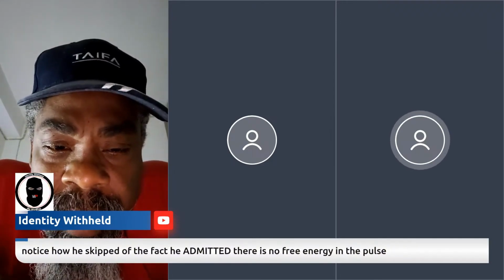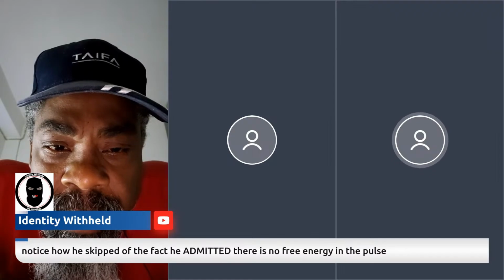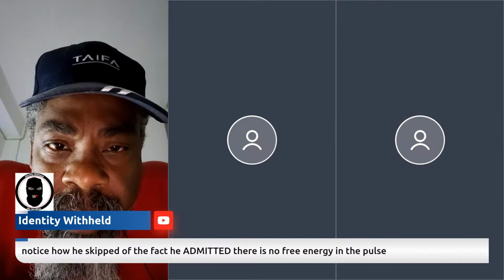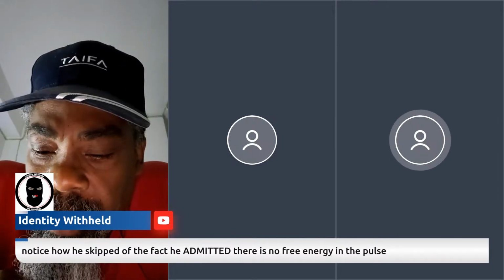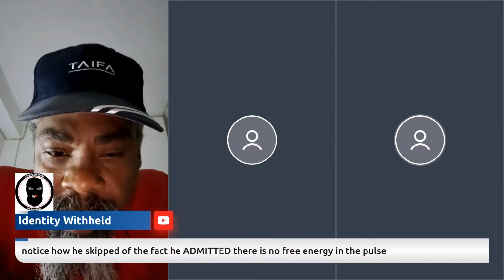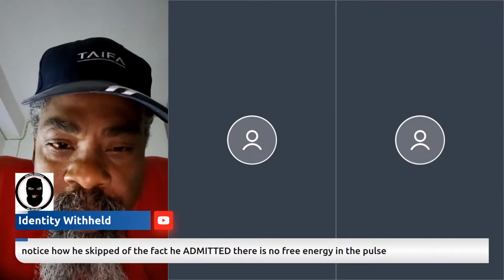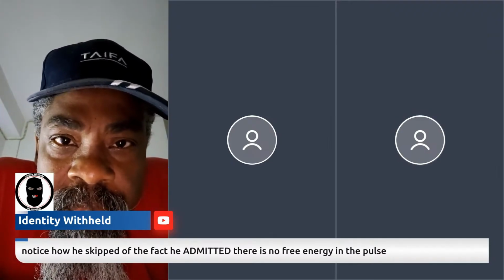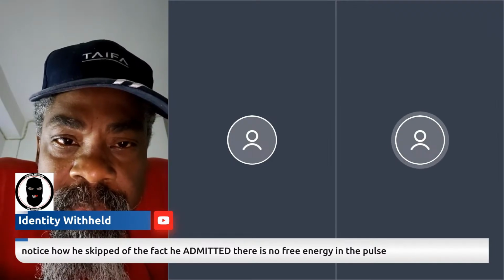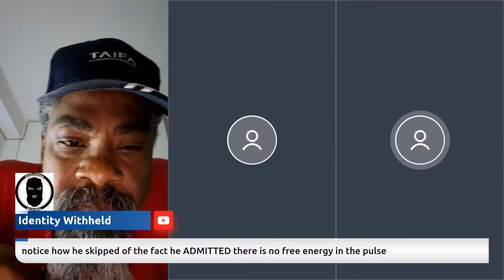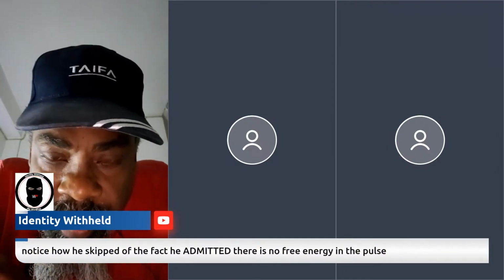This guy, notice how he skipped the fact that he admitted there is no free energy in the pulse. There is no free energy. The energy is already stored, but the difference is the speed at which it is being released. It's not the same as releasing it yourself; here we get help from the speed of light to release this energy. That's where you could say the extra energy is coming from. It's from the speed of light, because the speed of light is pushing the magnetic field toward the coil at a really fast rate. The only thing that limits the rate of speed is the air and the rest of the components.